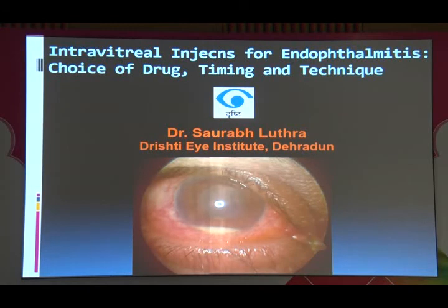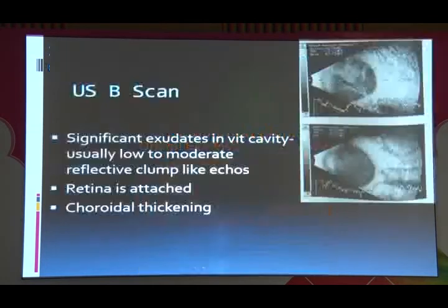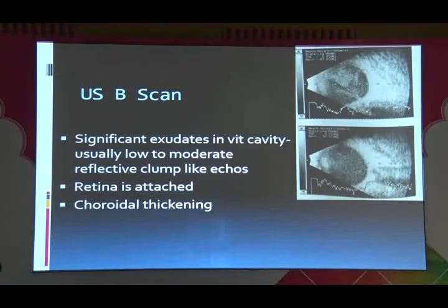Thank you, Dr. Neeraj. Good evening. I'll be talking mostly on the preparation of intravitreal injections because Dr. Ajay has given a very nice overview of intravitreal injections for endophthalmitis. So this is how an ultrasound B scan looks like. We see significant exudates in the vitreous cavity, which are usually low to moderate reflective, clump-like echoes, retina is attached, and choroidal thickening may be present.